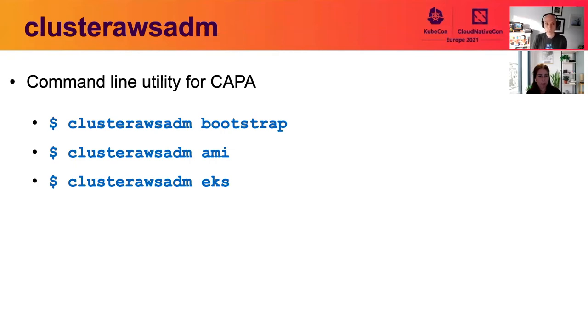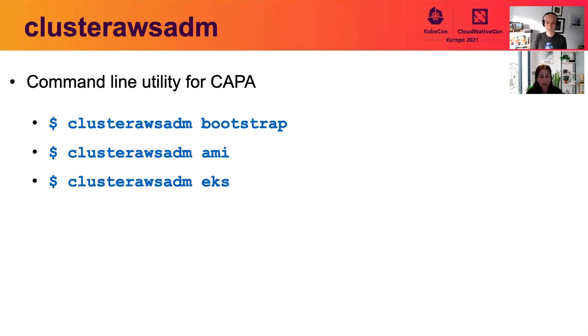Now I'm going to mention a command line utility called clusterawsadm that we publish with our releases. It has some helper functions for CAPA. For example, the clusterawsadm bootstrap command manages identity and access management objects like roles and policies, and these are used by clusters and CAPA controllers.